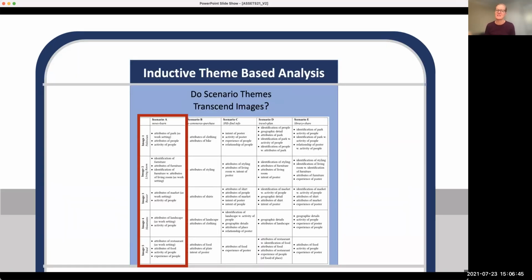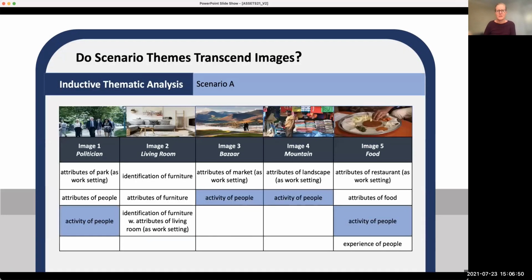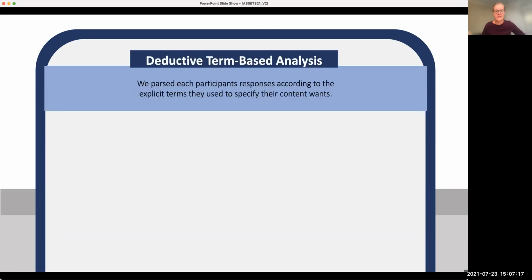We further looked to see, do the scenario themes transcend the images? We saw that for just 2 of the scenarios they did. For scenario A, we saw that our participants wanted to know the activity of the people for all the images that contained people in them. We also saw that they wanted to know the attributes of the workplace for this scenario. For some of the other scenarios, we didn't have as salient findings, and we thought that it was possibly because we didn't provide enough detail in the scenario itself.